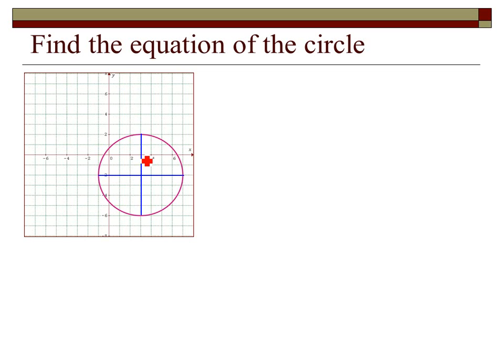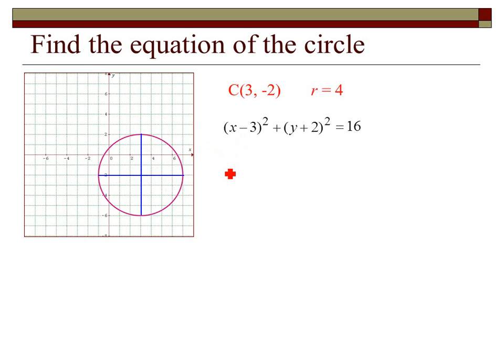So my center is at 3, negative 2. So when I put my equation together, I'm going to have x minus 3 squared, y plus 2 squared, and then I want to get my radius. Well, my radius is 1, 2, 3, 4. My radius is 4. So it's going to be 4 squared, which equals 16.